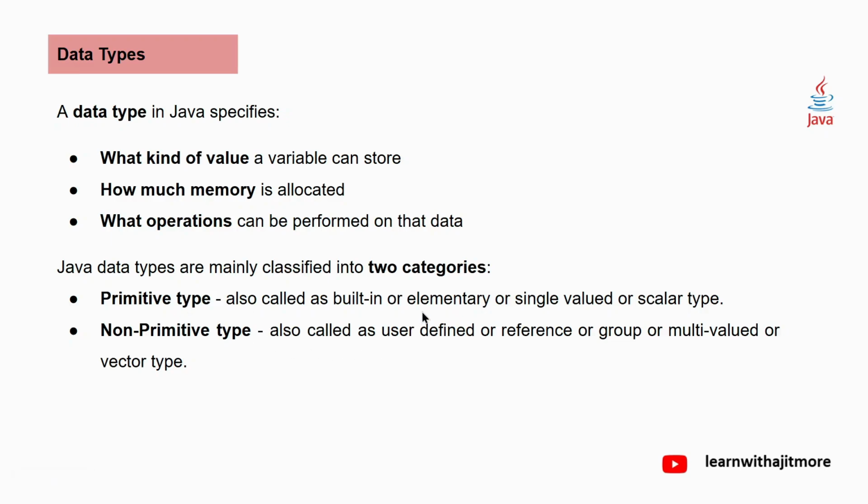And non-primitive, you call it user-defined or a ref type or a group, multi-valued, vector type, so many names are there. Okay, I hope it is clear. First, we will talk about primitive type. Primitives, as I just told, are already provided by the language. Getting? They directly store the value.